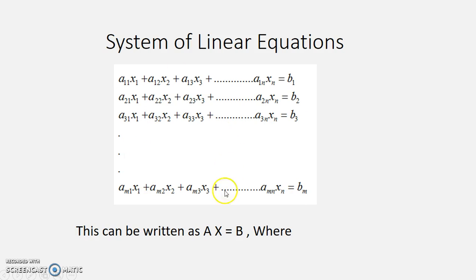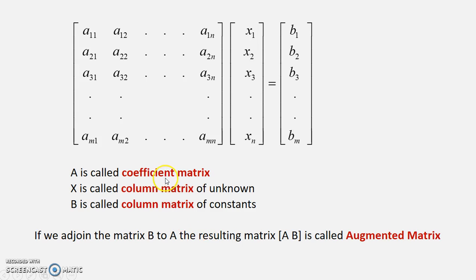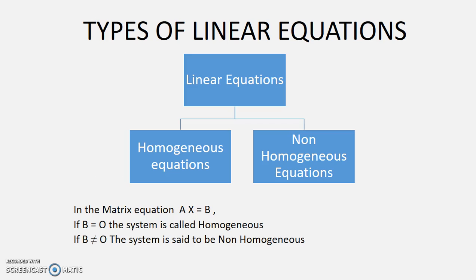This we will be able to write as a matrix equation Ax equal to b, where A is called the coefficient matrix, x is called the column matrix of unknowns, and b is called the column matrix of constants. This is A, the coefficient matrix. X is x1, x2, etc., xn. And this is the constants. Now, when we join this matrix to this matrix, b to A, the resulting matrix [A|b] is called the augmented matrix, which is very important.